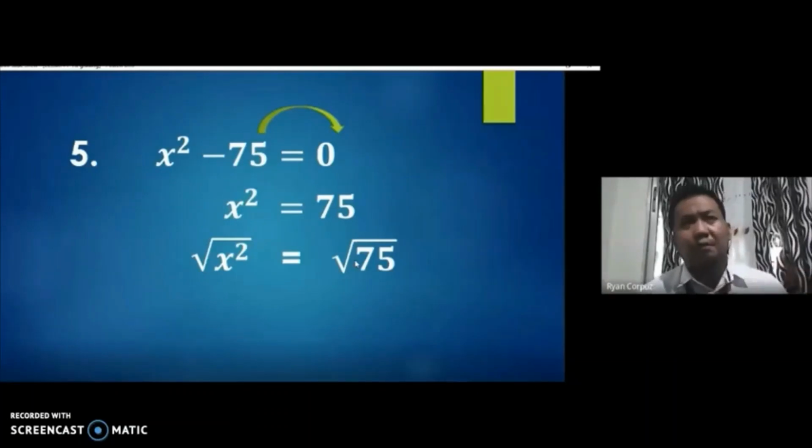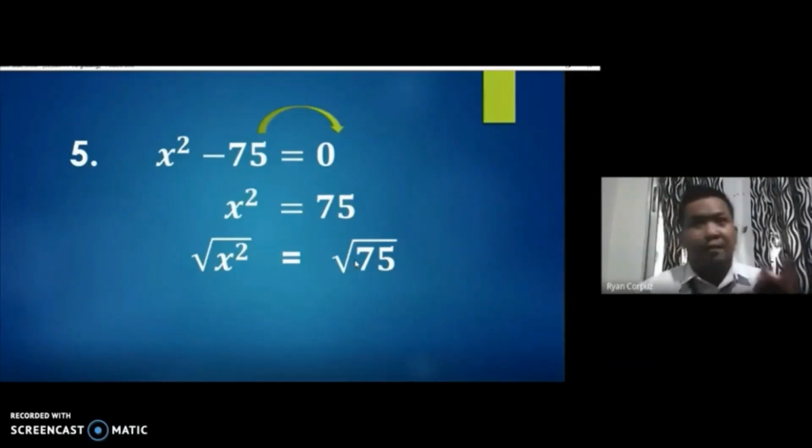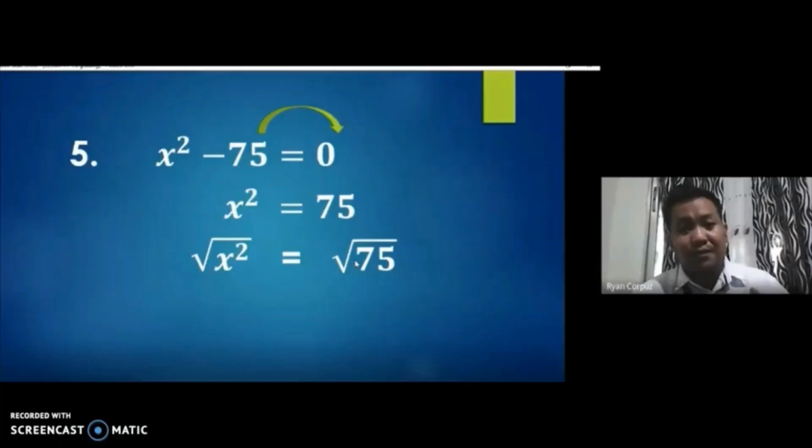5 is a prime number. 15 is a composite number. Ibig sabihin, it has factors. But the factors of 15, which are 5 and 3, are both prime numbers. So that's why 15 and 5 are not the factors to be used as factors of 75 for us to solve the quadratic equation. Let's find out other factors.